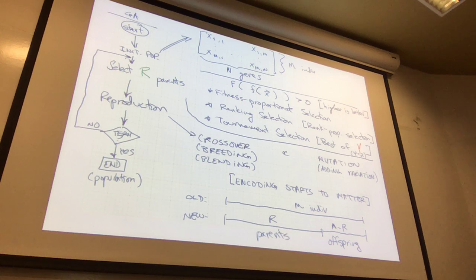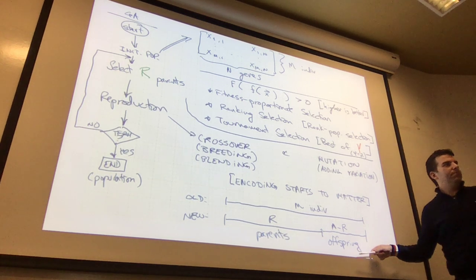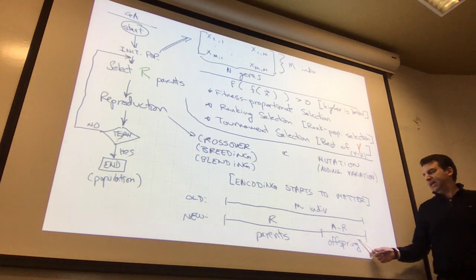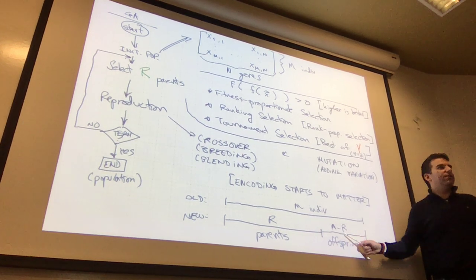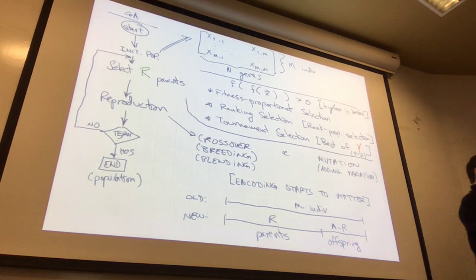And so the old population has M, the new population has M, with R from the old plus a new set of R that have been crossed over and mutated. And that's the way the algorithm works.